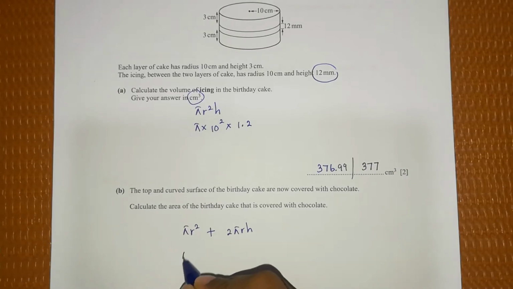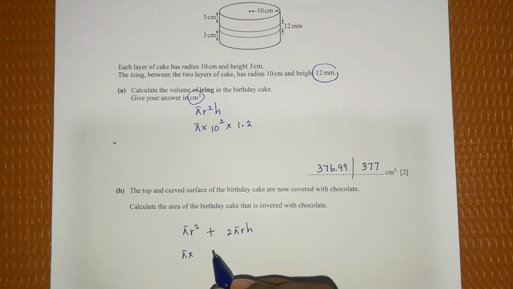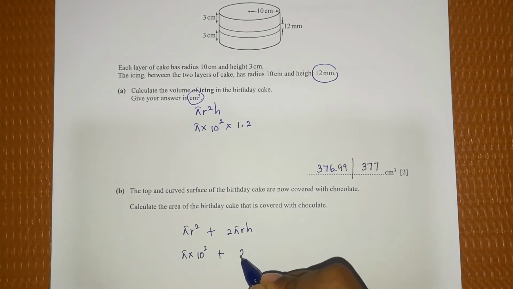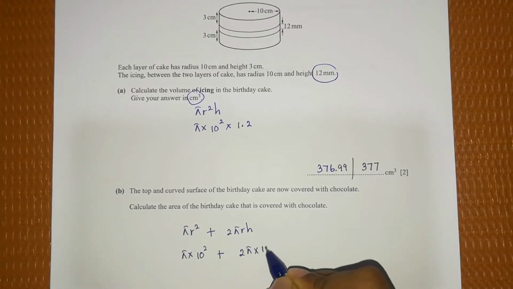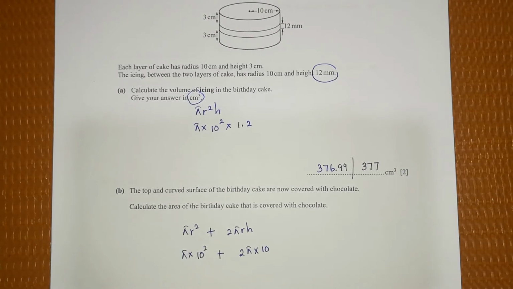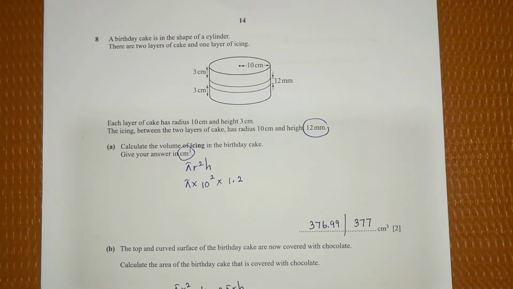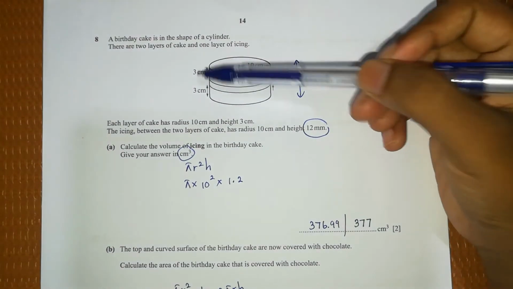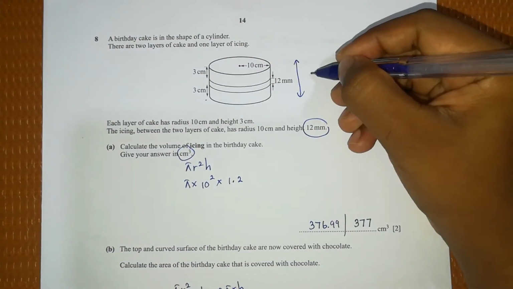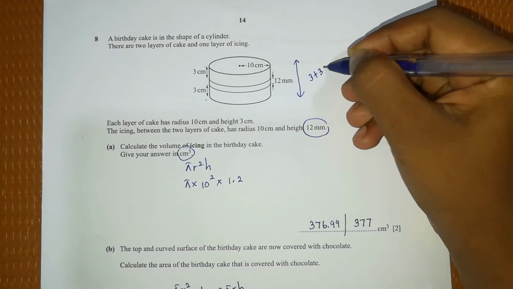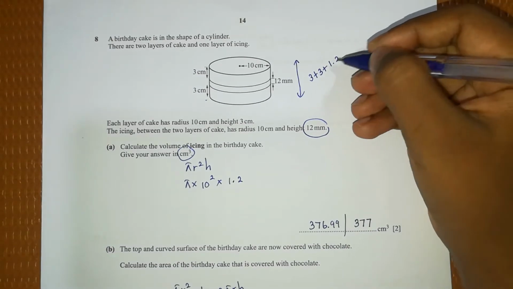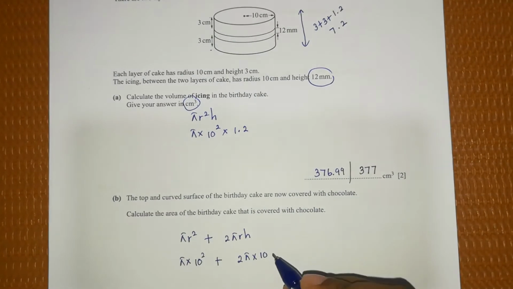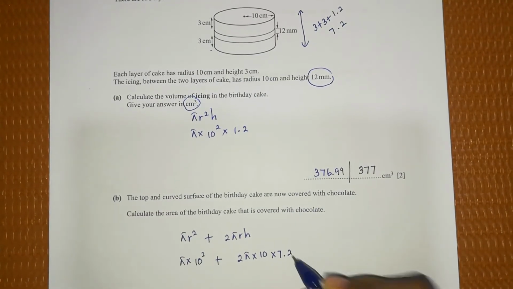Then here the top radius is 10. So it is 10 squared plus 2 pi. Radius is still 10. But when we consider the height here, this is the total height. So 3 and here 1.2. So it's like 3 plus 1.2, that is 7.2. So here height is 7.2.